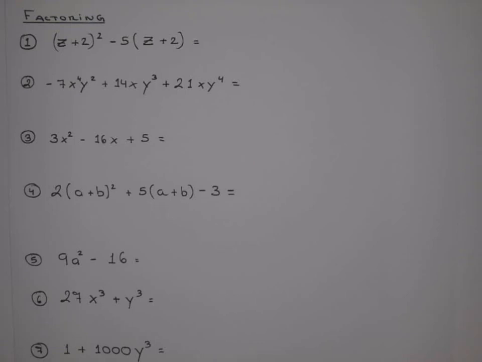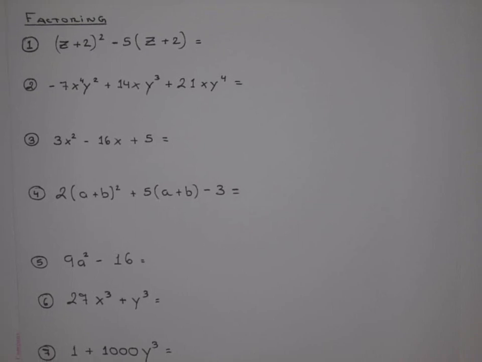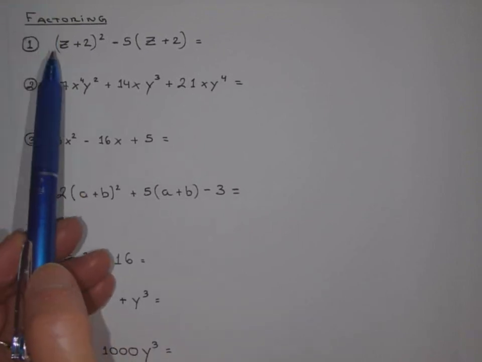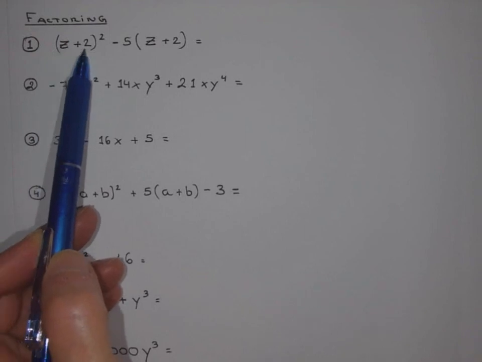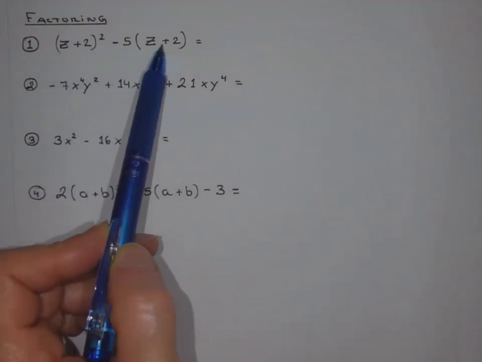Hello, this video is going to be on factoring, so it's going to be a mixture, a tutti frutti of different factoring methods, right? So be ready. Here we go. We have z plus 2 squared minus 5 times z plus 2.